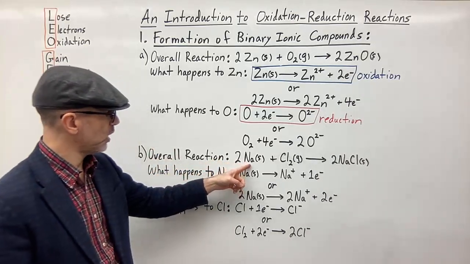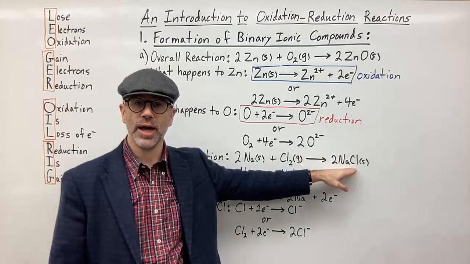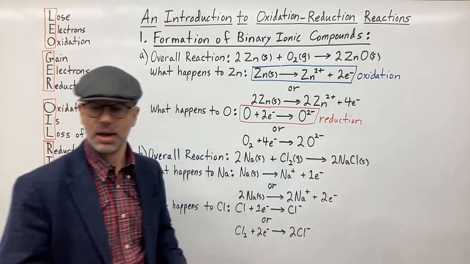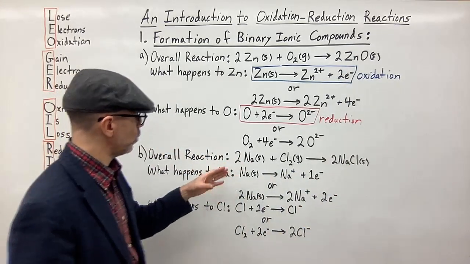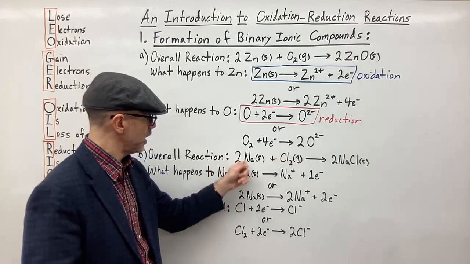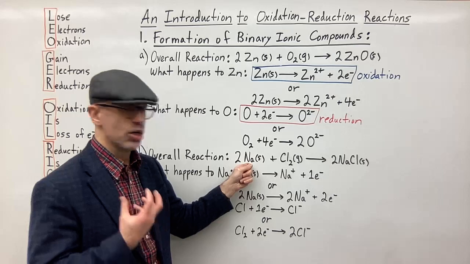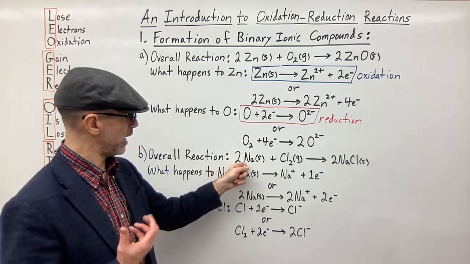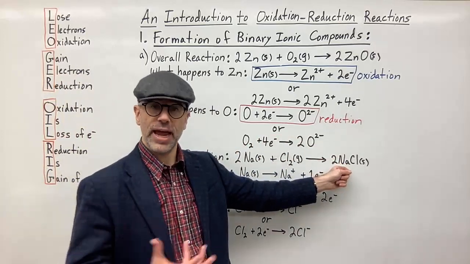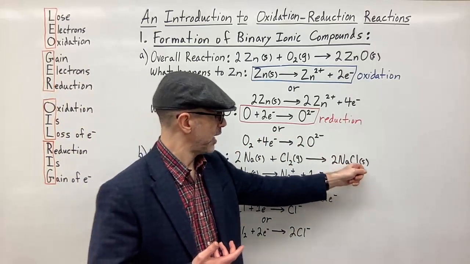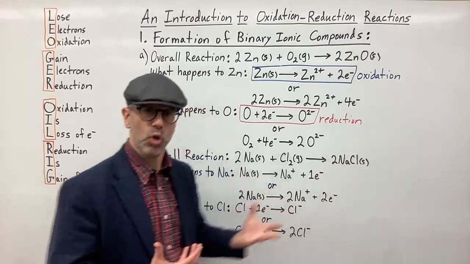So here I have sodium metal reacting with chlorine gas to form sodium chloride, another binary ionic compound. So again, if we look at what's happening to each element separately, if you look at sodium, sodium has zero charge. It's neutral atoms. I have two neutral atoms of sodium. And then here in the compound, they have a charge, right? I have sodium and chloride. This has a +1 charge. So sodium lost one electron.